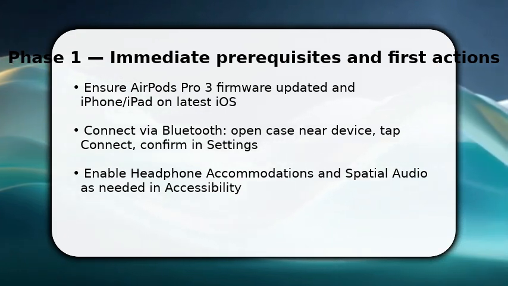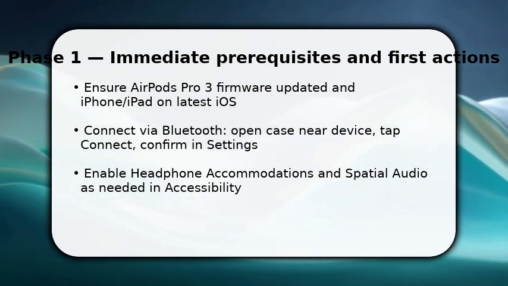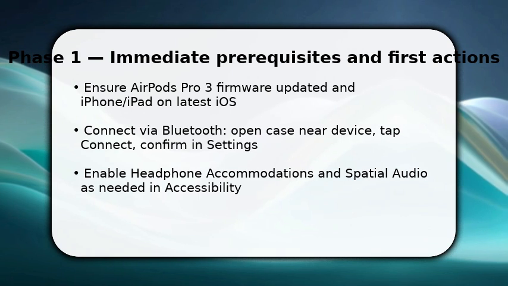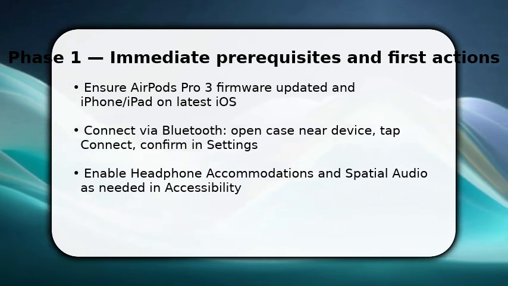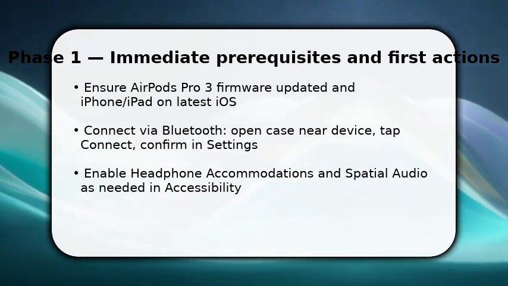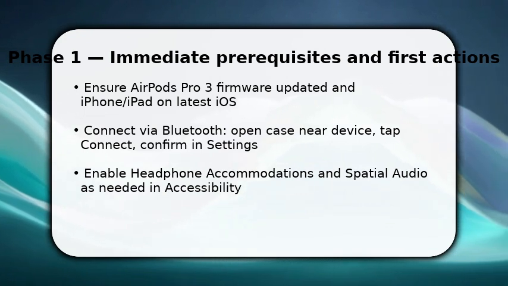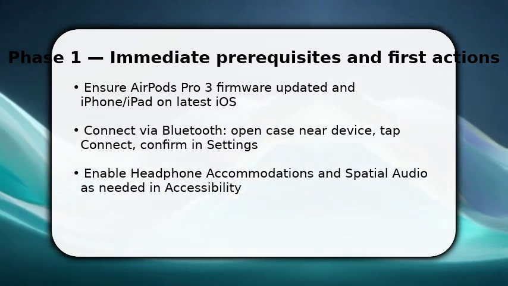Enable headphone accommodations for tonal shaping and turn on spatial audio only if you want 3D imaging. Do this first because EQ adjustments interact with those features. If they are off, you'll misjudge bass and clarity when you move through the next steps.